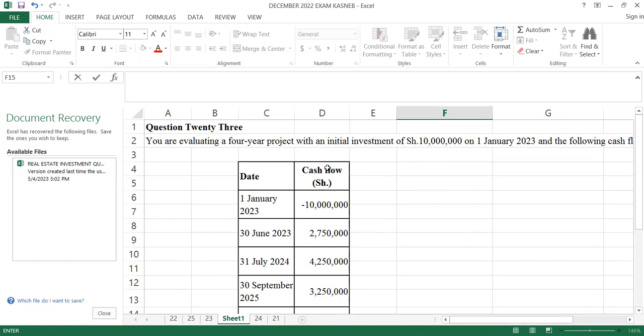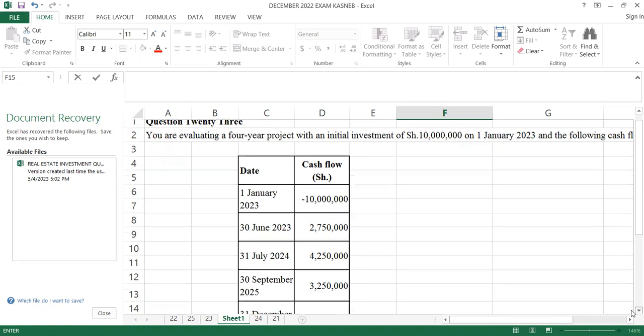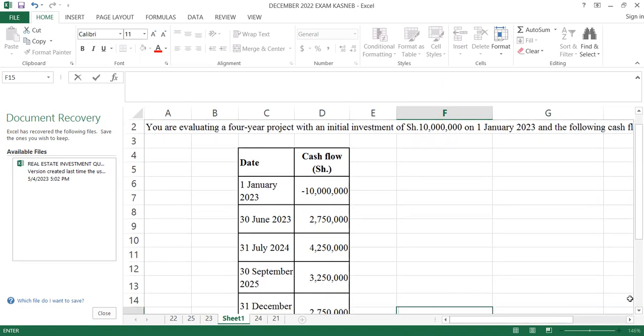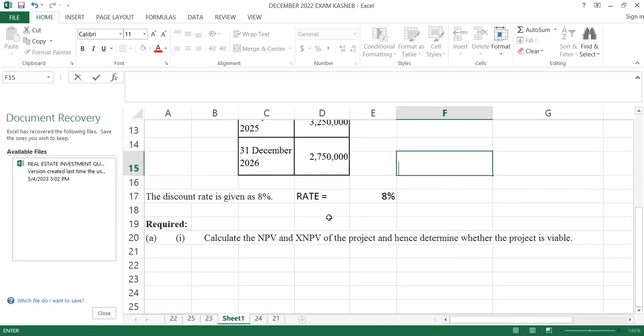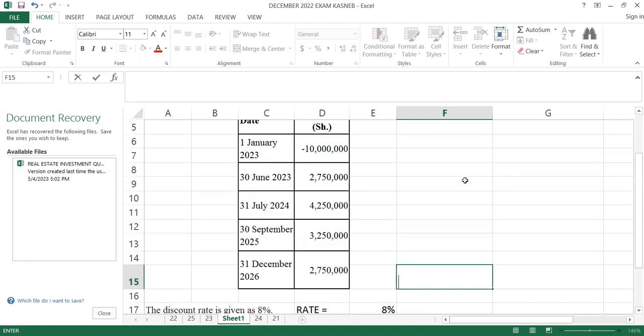You have the debt cash flow, 1st January, 10 million. June, 2,750,000. 1st July, 4,250,000. September, 3,250,000. And then lastly, December 31st, you have 2,750,000. The discount rate is 8%. Then you are asked to get the NPV and XNPV.